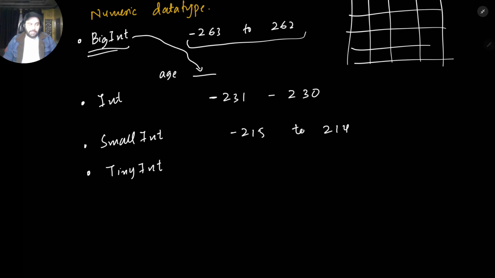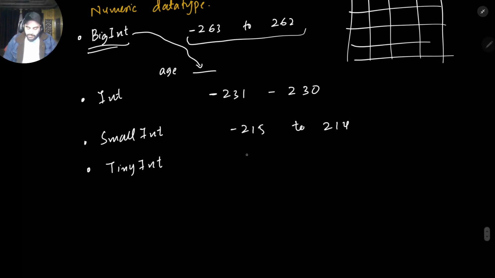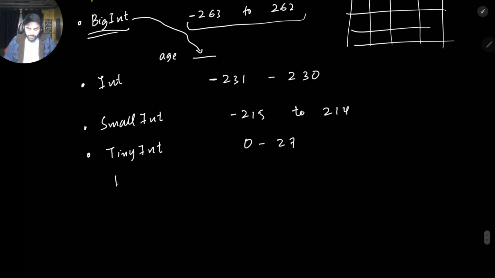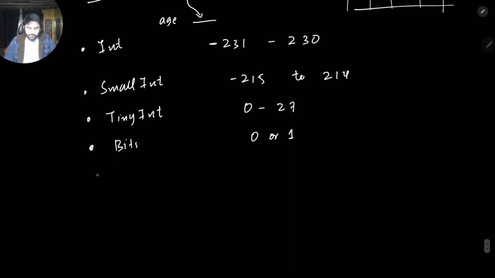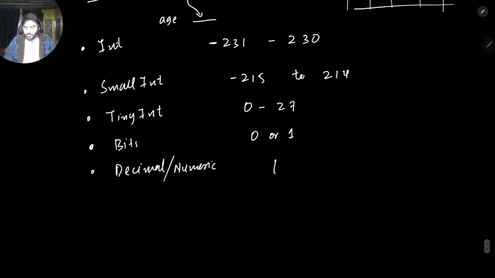Yes, sir. So this tiny int ranges from 0 to 2^7. Okay. Then we have bits. Bits store 0 or 1. Then we have something called decimal as well, or numeric, as we call them. The range depends on the precision, how much precision you want.